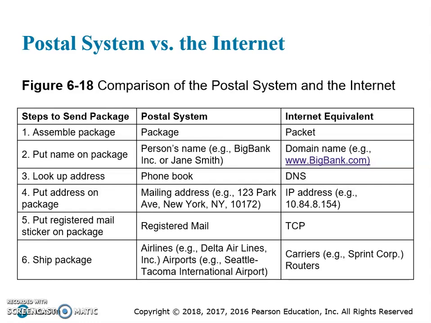The internet works very similar, but instead of a package, we use a packet. Instead of a name, we use a domain name, bigbank.com, google.com. We get that through a DNS. We have an address, that's the IP address. There's public and private IP addresses. TCP allows us to track it, and it goes through your carriers, whether it's your Comcast, Verizon, or Sprint.